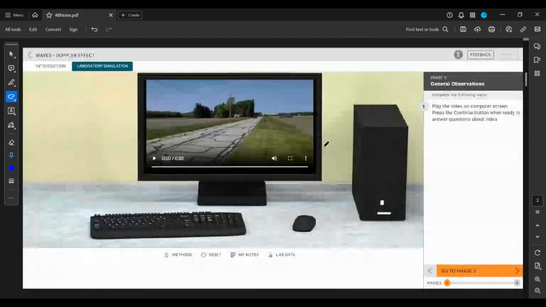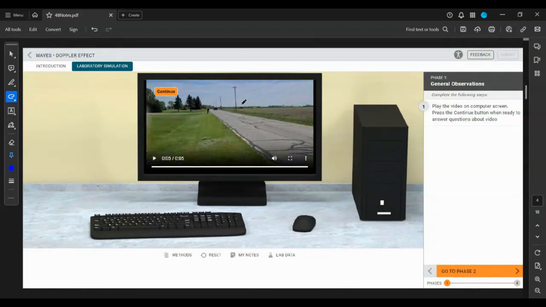Okay, so the first phase, like many of these, is just a quick video demonstration. It's very small and hard to see from here, but there's a car that's going to be driving up and blowing its horn the whole way. Then it passes by on the other side, so now it's driving away. The recording taken of the sound is actually laid over a special type of graph so that we can see the frequencies of the sounds.